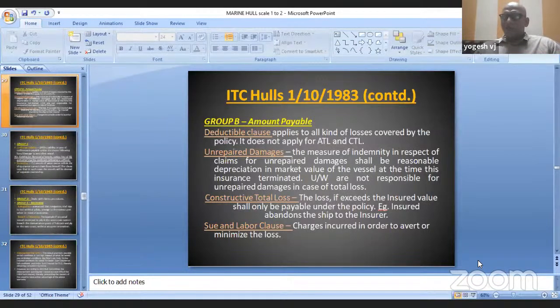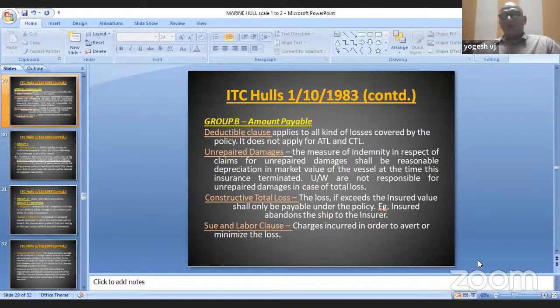Unrepaired damages. The measure of indemnity in respect of claims for unrepaired damages shall be the reasonable depreciation in market value of the vessel at the time this insurance terminated. Underwriters are not responsible for unrepaired damage in case of total loss. Unrepaired damages hai jo baad mein claim kiya, then proper depreciation will be applied during payment of this. Okay, so what is payable?